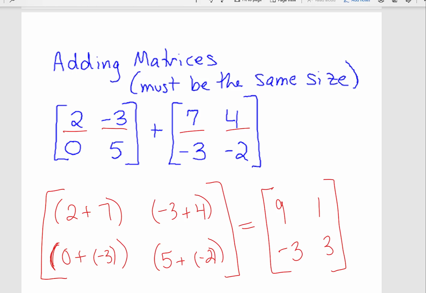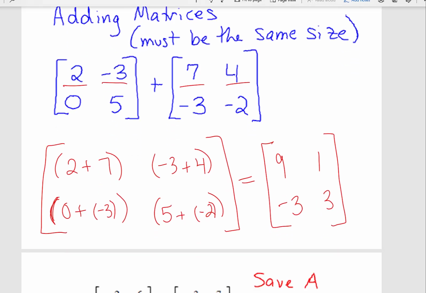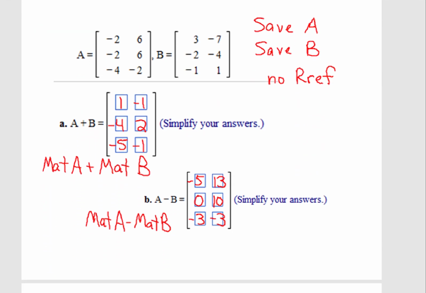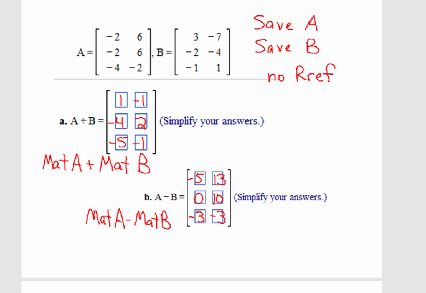And this explains why we can't have matrices of different sizes, because then I would have had an extra row or an extra column with nothing to add it to. Oh, this one has answers on it. Okay, that's okay. We'll still talk about it.